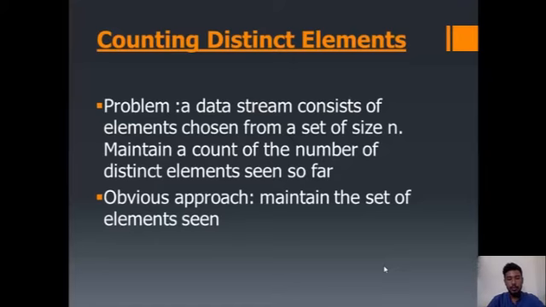The obvious approach to solve such a problem is to keep in memory a list of all the elements seen so far in the stream, keeping them in an efficient search structure such as a hash table or search tree, so one can quickly add new elements and check whether or not the element that just arrived on the stream was already seen.